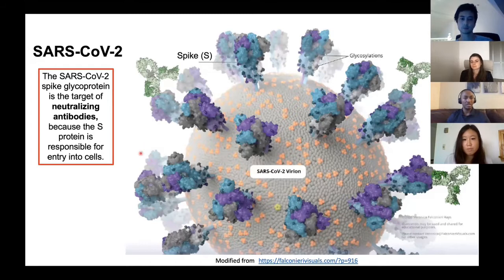complications, including death. If you're looking at the virus as shown here through this cartoon depiction, it's an envelope virus made up of multiple proteins that are exposed on its surface. The most important of these proteins is the spike glycoprotein, shown here in the cyan, purple, and gray colors. This protein is involved in attachment to the host cells and leads to entry of the virus into its target cells. As such, the spike glycoprotein is responsible for entry and is also the target of most of the neutralizing antibody responses that occur from adaptive immunity.